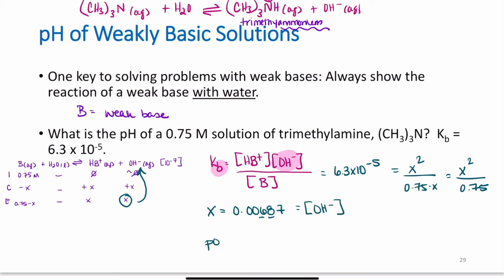With that, I can calculate my pOH. My pOH will be equal to 2.16. I have 2 sig figs, so 2 decimal places. And I can calculate pH. 14 minus 2.16 gives me 11.84. My pH of this solution, 11.84.